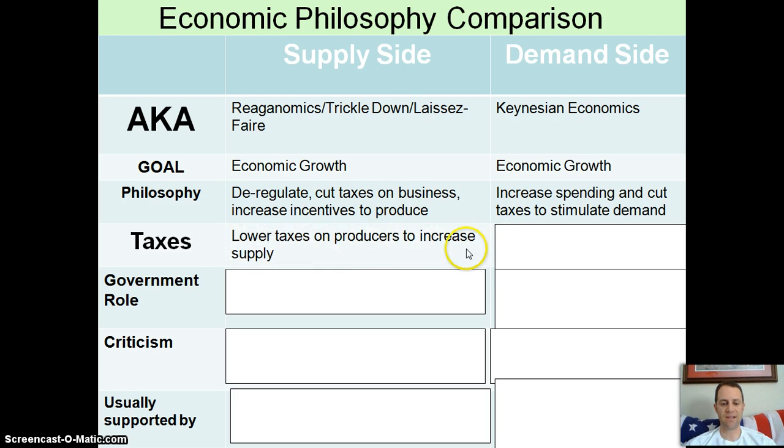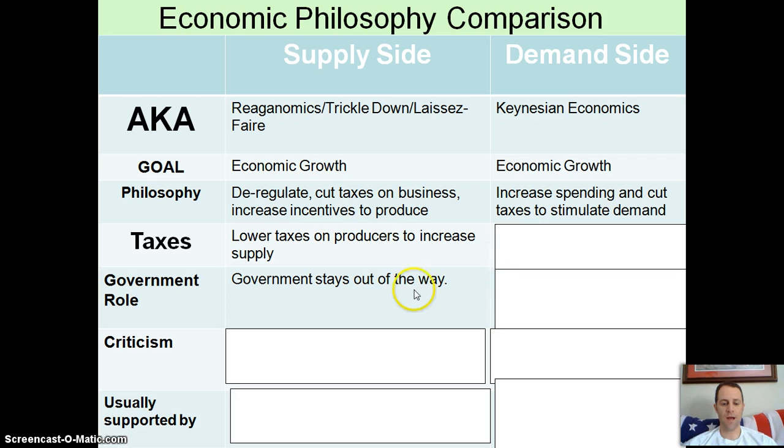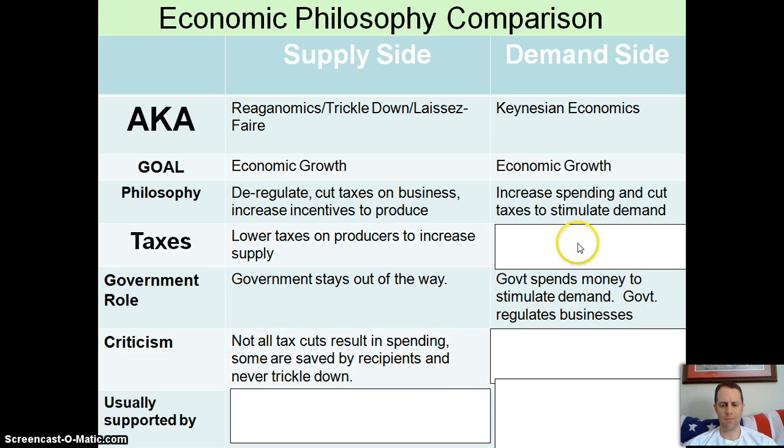Obviously the viewpoint on taxes, lower taxes on producers, that will increase supply. On the other side, the government obviously is staying out of the way. Small role for government. Government spends money to stimulate demand. Government regulates businesses. This one should have gone out of the way. This one's lower taxes on consumers to increase demand.